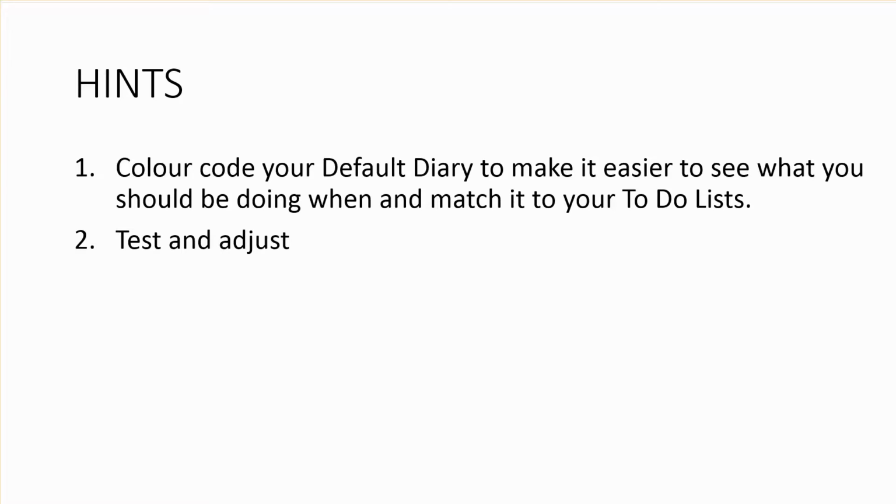Color code your diary to make it easier to see what you should be doing when, and to match it up to your to-do lists. And remember to test and adjust. Keep notes of the differences between the actual and the desired, and then you can review and adjust your default diary to make it a better fit for you.